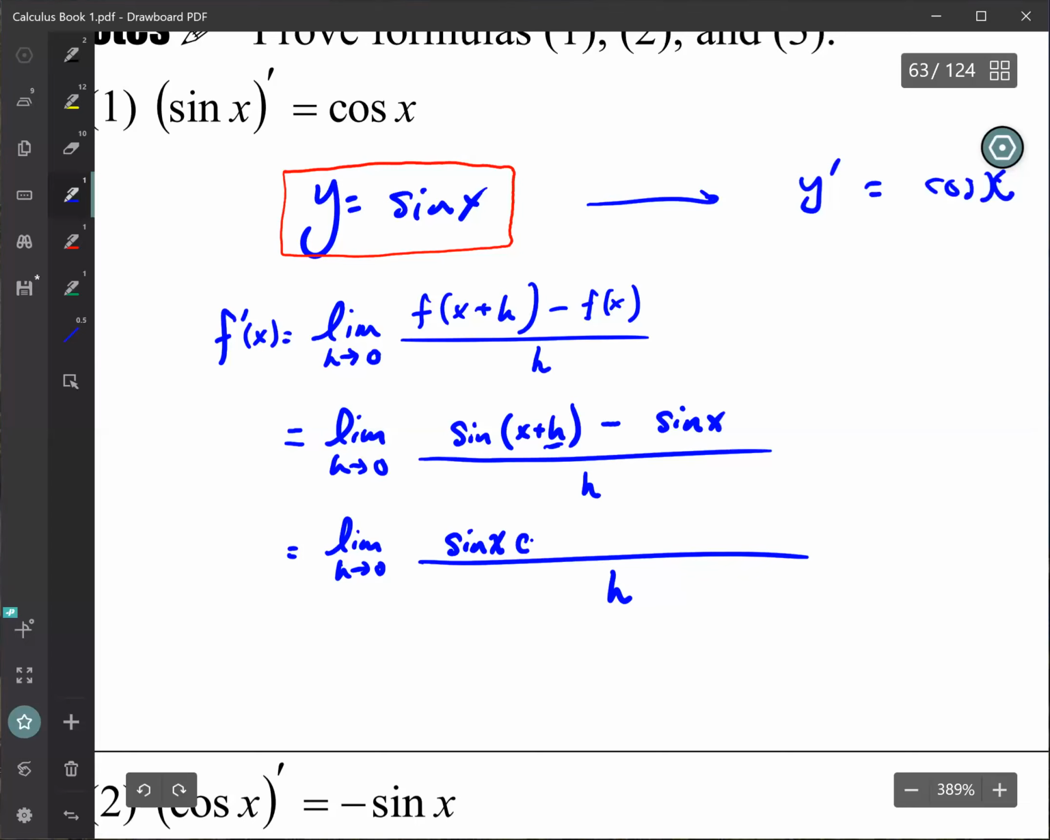Sine cosine. Does anyone here not know what that means, sine cosine? Please let me know. Raise your hand if you finish the numerator.